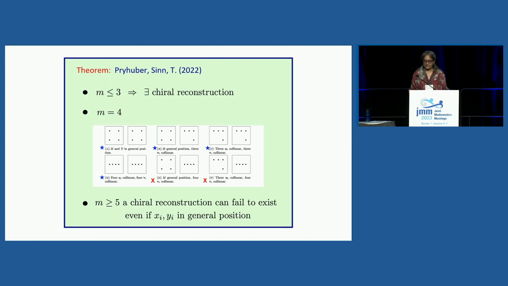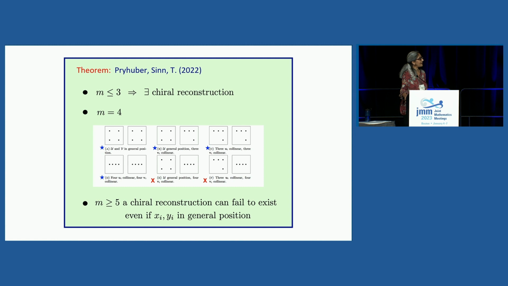And here are the results for chiral reconstruction. So this is quite a bit more complicated than projective reconstruction. And this is joint work with Andrew Pryhuber, who is another student of mine, and Samir's, and Rainer Zinn from the University of Leipzig in Germany. And we did this during the pandemic. So the results are as follows.